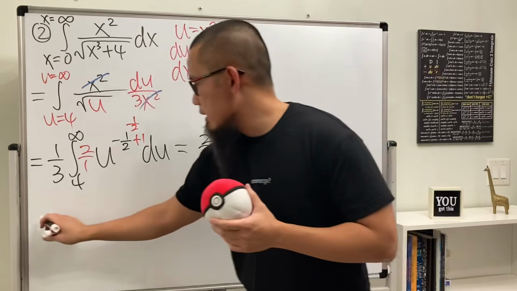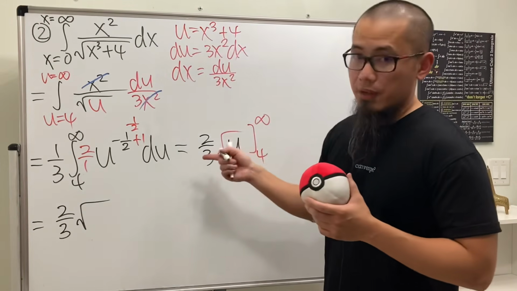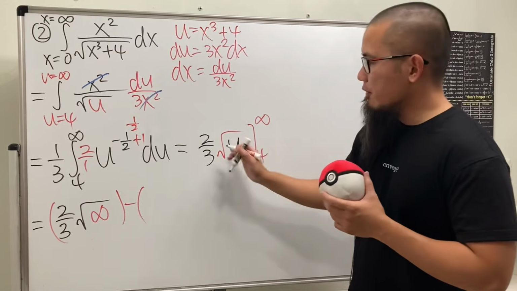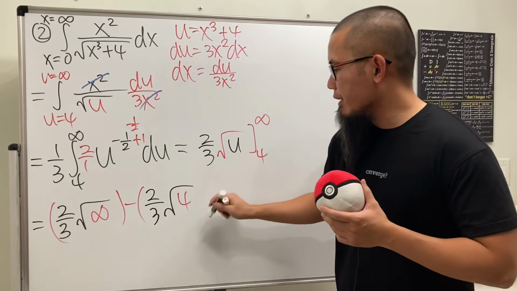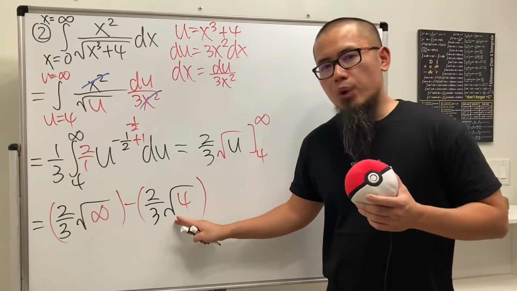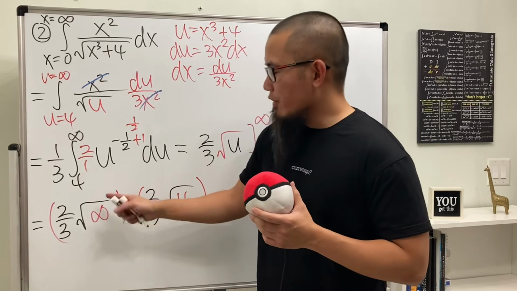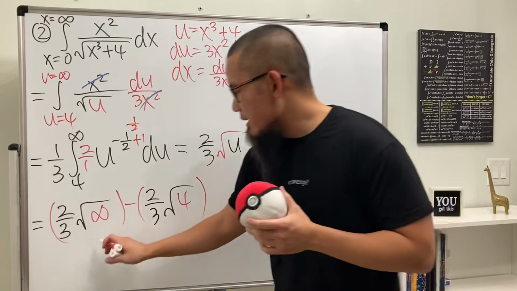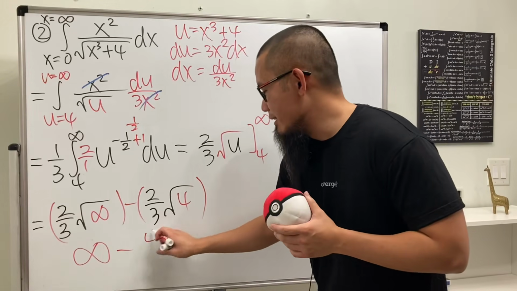When we do that, we get 2/3 times the square root of infinity. This is the first term, and then minus plugging in 4, we get 2/3 square root of 4. We can calculate this easily, but what's this? Square root of infinity is still infinity. 2/3 of that is still infinity. So in fact, here we have infinity minus 4/3.